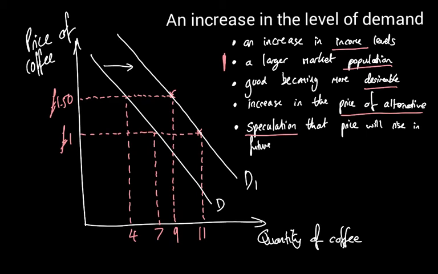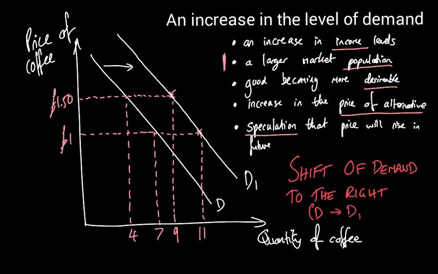The key thing here is that an increase in demand represents a shift of demand to the right. Okay, if we're going to be a little bit more specific, it's from D to D1. So things to remember here: this is a change in the condition of demand, and specifically these are changes in the conditions which will cause an increase in the level of demand, and the result of that increased level of demand is a shift of the demand curve to the right from D to D1.